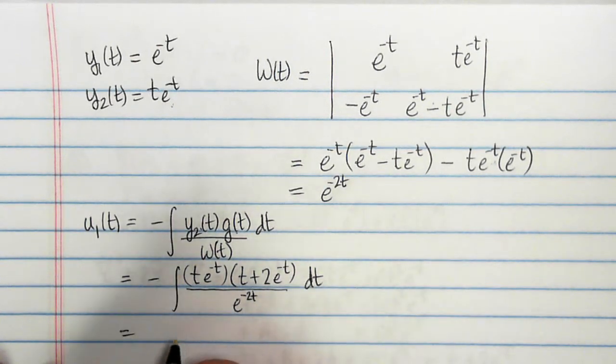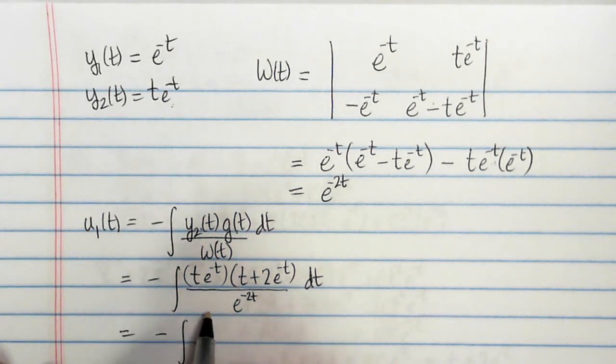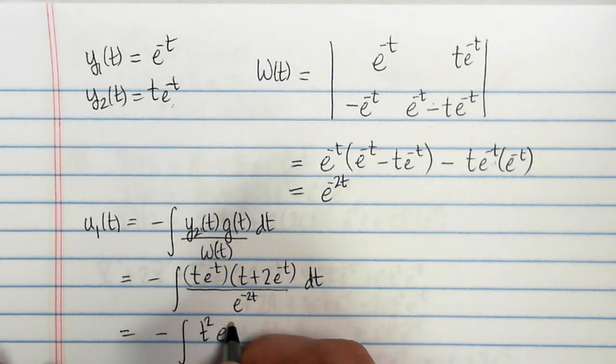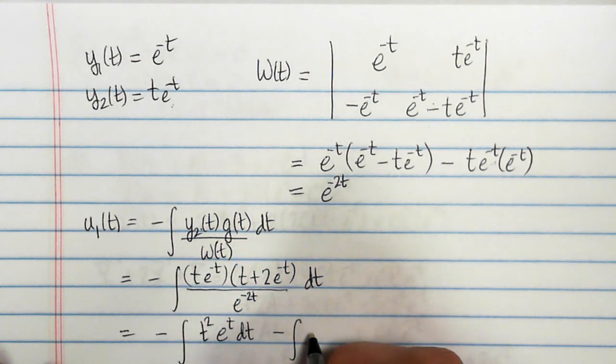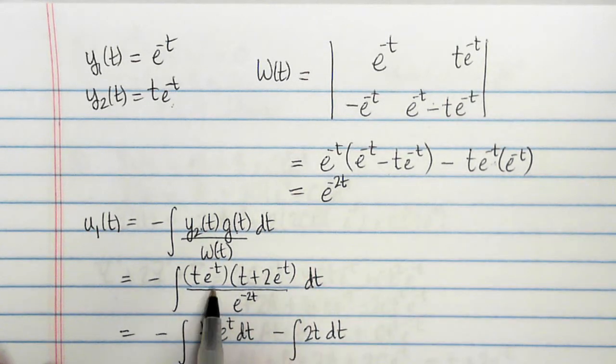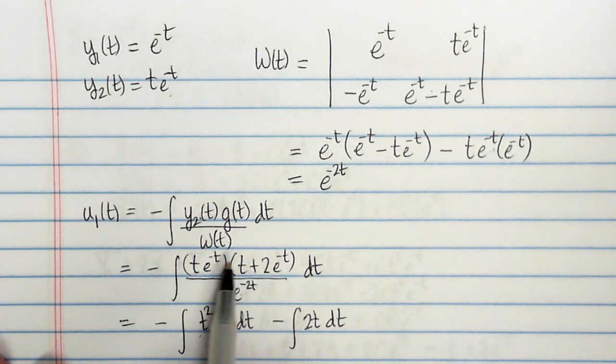Okay, so multiplying out, we get negative integral. Let's see, so we get t squared e to the t dt, and then we also have a second integral, which is a little bit easier, 2t dt. So first part, I have t times t for t squared, then e to the minus 2t in the bottom comes up as e to the plus 2t, multiplies this, I get this. And if I multiply these two together, e to the minus t, e to the minus t becomes e to the minus 2t, which cancels the bottom, and I get this.